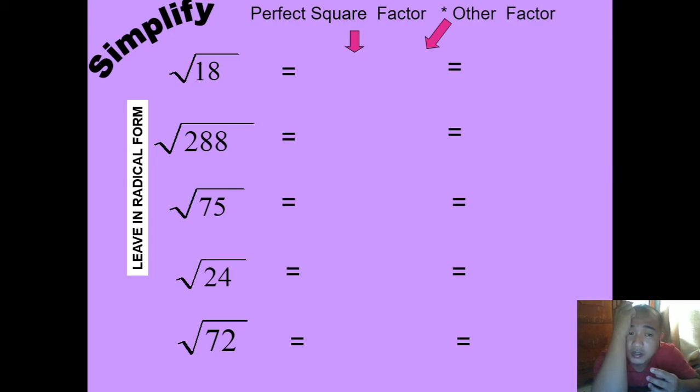Very good. The answer is, ano kasi yan? Factor mo, 144 times 2. Square root of 144 is 12. So the answer is 12 square root of 2. How about square root of 75? 25 times 3, right? So the answer is 5 square root of 3. How about 24? Square root of 4 times 6. So the answer is 2 square root of 6. 72, 36 times 2, or 6 square root of 2.